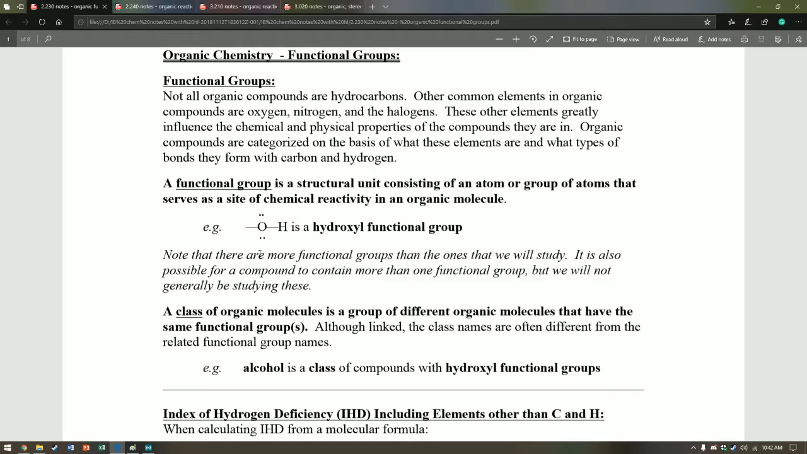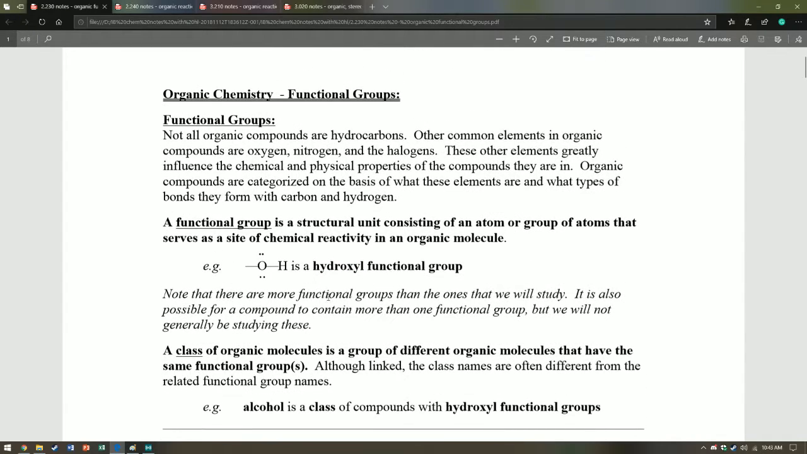Then we call a group of organic molecules that contain the same functional group a class of organic molecules. So this is an example of a functional group. This OH group, which is given the name hydroxyl, and we generally call all organic molecules that have this OH functional group an alcohol. So the alcohol is the class. So an alcohol is a class of compounds which all contain hydroxyl functional groups. These things here.